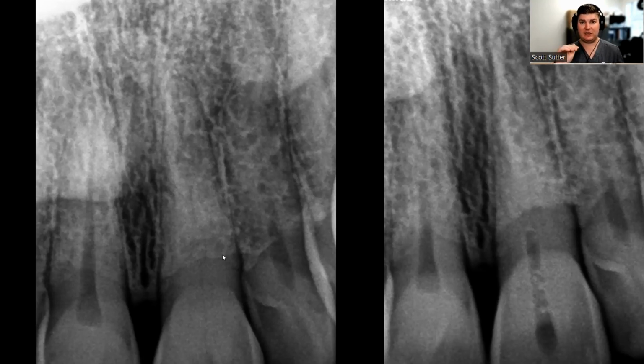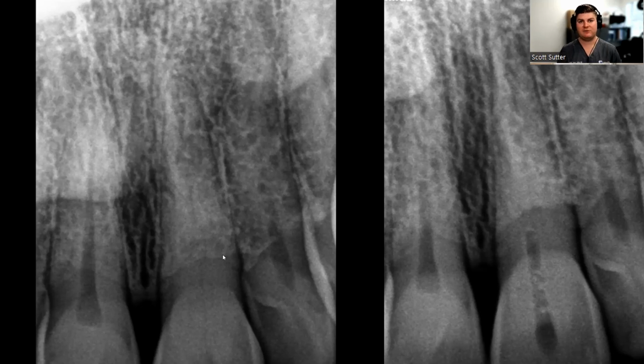And what you do is, this is one of those cases where I don't access with anesthesia, because if they feel it during the access, we know that there's enough nerve tissue that they're going to need a root canal. Now, I don't like doing test cavities like this because I think it's kind of archaic, and we have much better diagnostic tools available to us now. However, this is an option available.